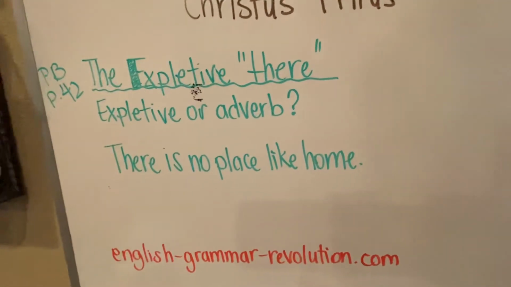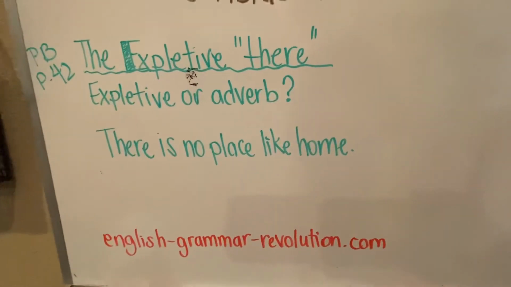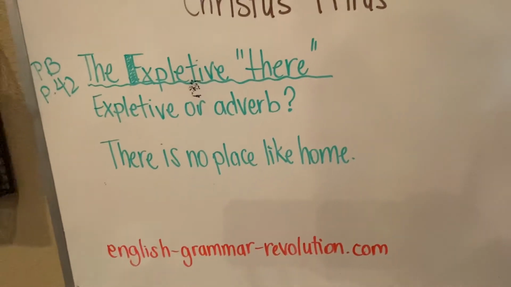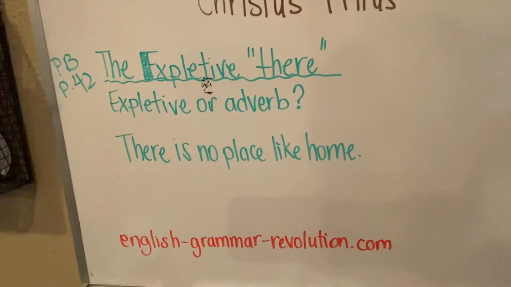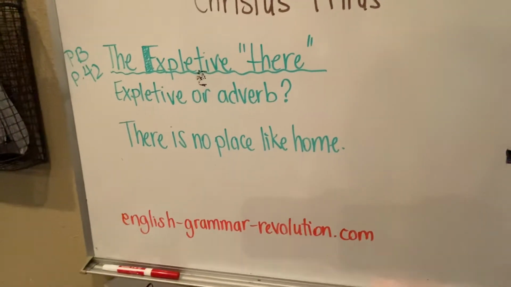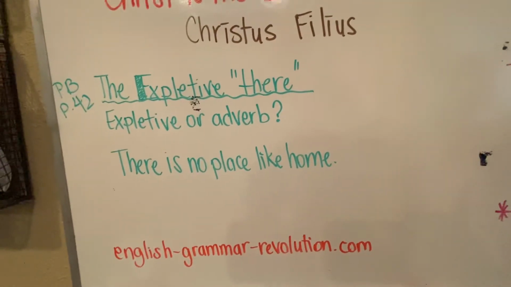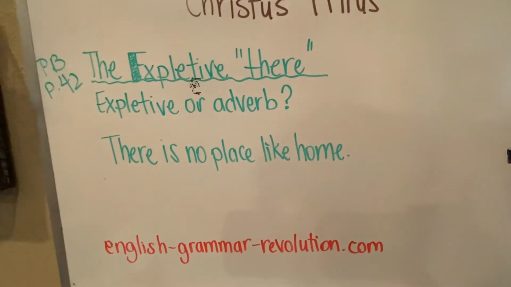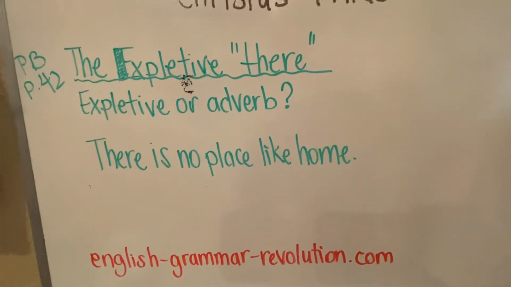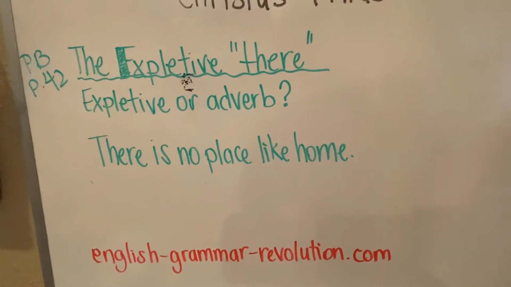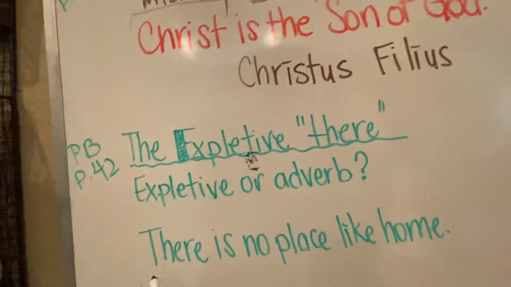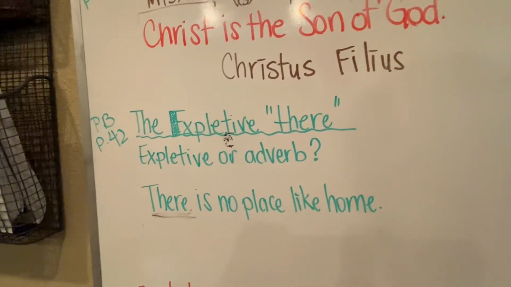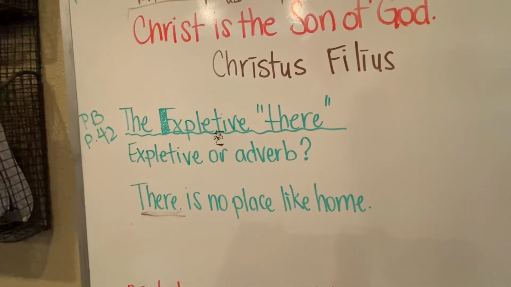So I just wanted to, on Grammar Revolution, there's a woman named Elizabeth, and she has an awesome website, and she goes through a lot of the English grammar, and she's just really helpful in explaining things and keeping them really simple. And so I'm just gonna borrow from her one of the sentences that she gave, which is, there is no place like home. And then she walks you through determining whether there in this sentence is being used as an expletive, meaning it's just added but it carries no meaning, or is it an adverb?